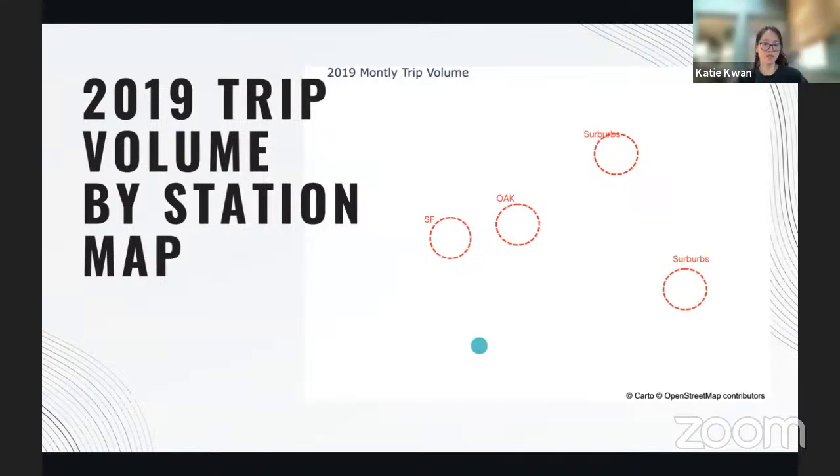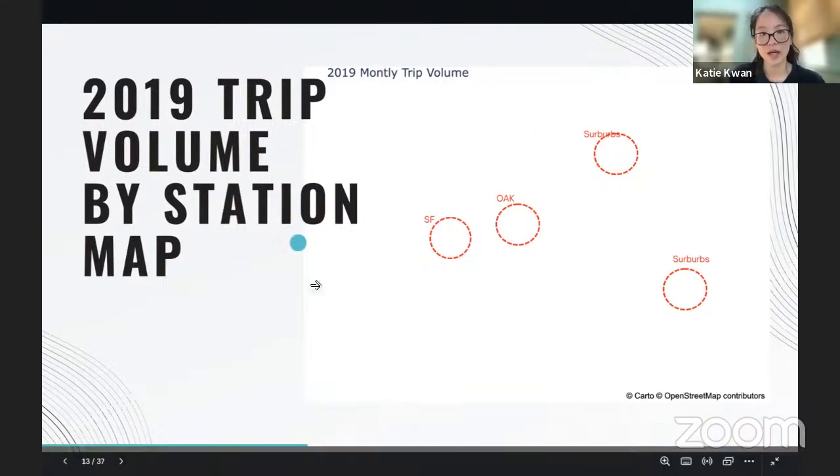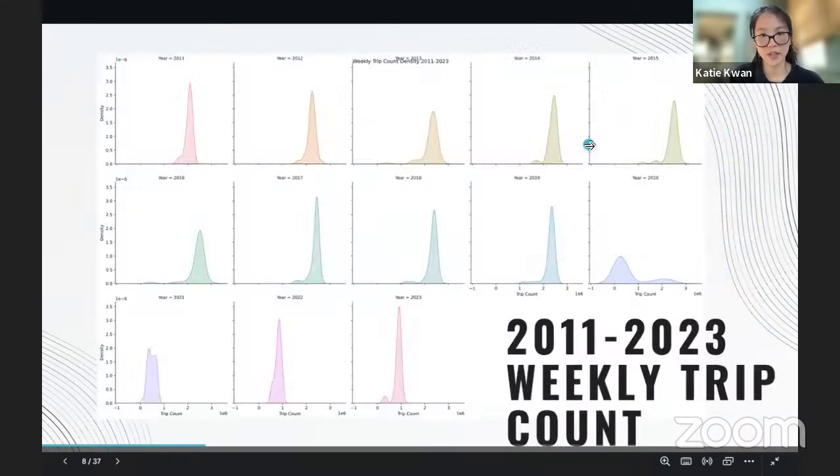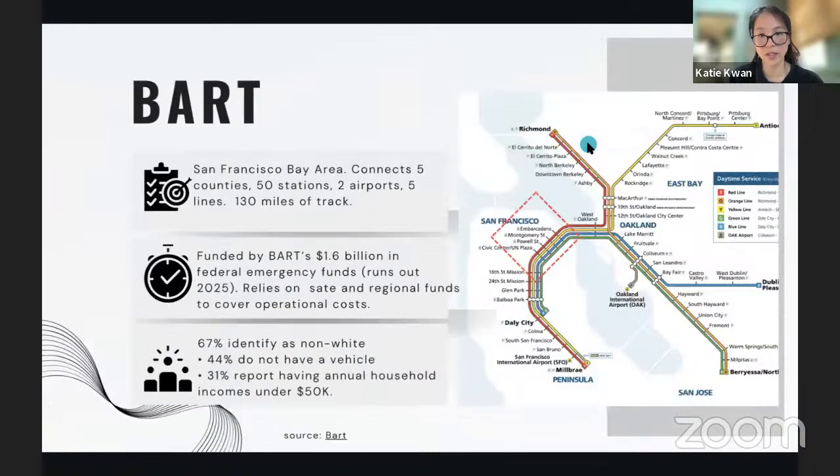So the next thing I want to do, hopefully, let's just imagine that there's a map here, because there is. I'm not sure why it's not loading, but I wanted to understand trip volume by station. Remember, in our data we've got origin station and destination station, so I went ahead and calculated trip volume per station. I'm going to just pull up this map so that we can see it.